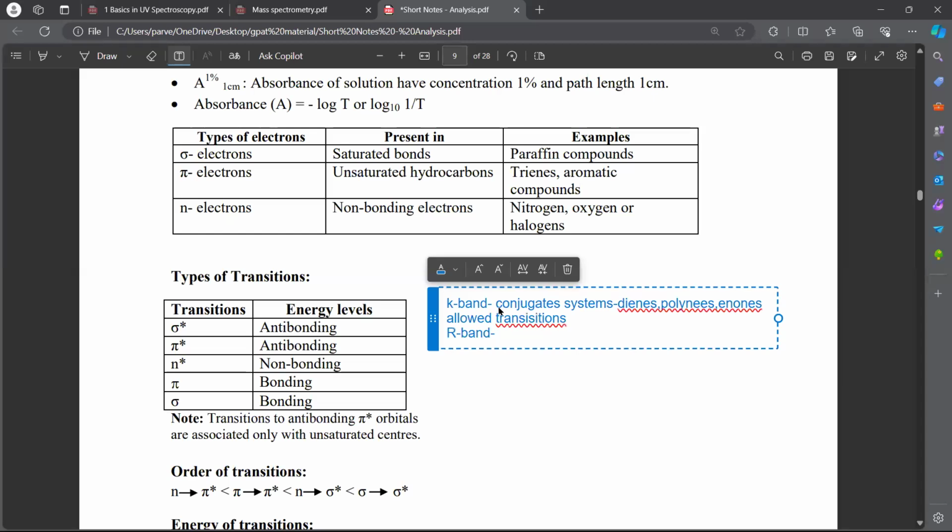Next, R bands. These bands are very important, guys, because direct questions arise from the types of bands. R bands occur mainly due to the n to pi star transition, and these transitions are basically forbidden.